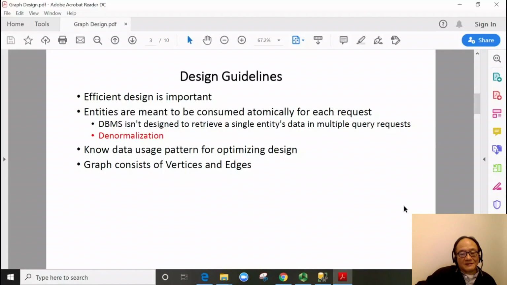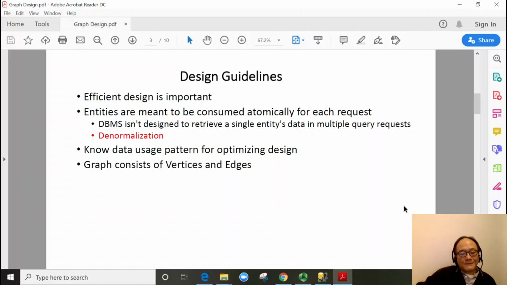In other words, we allow data redundancy, but we still want to know the data usage pattern of a specific scenario so that we can design the best graph for that scenario.